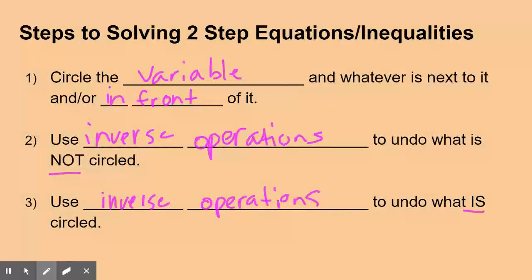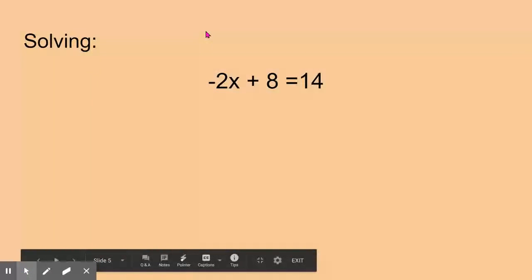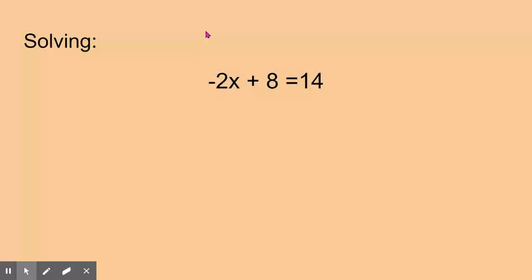With one-step, we only had to use inverse operations one time. For two-step, we're going to have to do this twice, which is why it's called two-step equations. So here is a basic example of what you'll see. We're going to approach this the same way we would with one-step. Draw your line. Now, instead of just circling the variable, I want to also circle what's attached to it. So that -2 is attached.